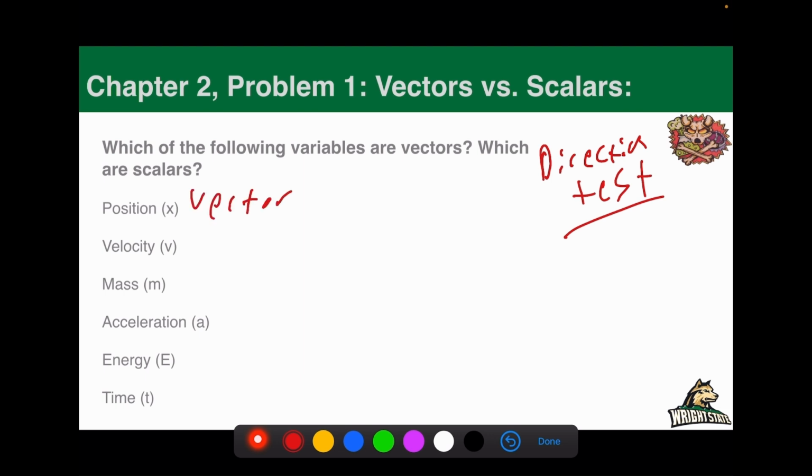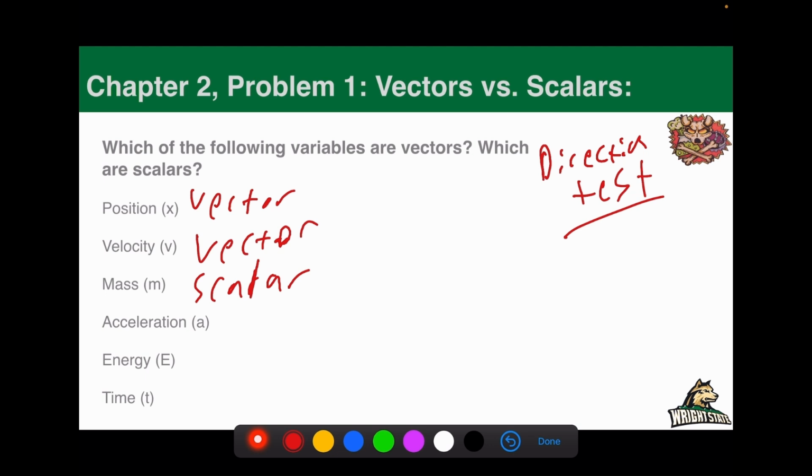Velocity. Velocity is like a speed, so we'd measure that in meters per second or in miles per hour. So I'm going 45 miles per hour north. Yeah, that makes sense. So that's a vector. Mass. Well, this object weighs 75 pounds. 75 pounds southeast. That does not make any sense. So that's got to be a scalar.